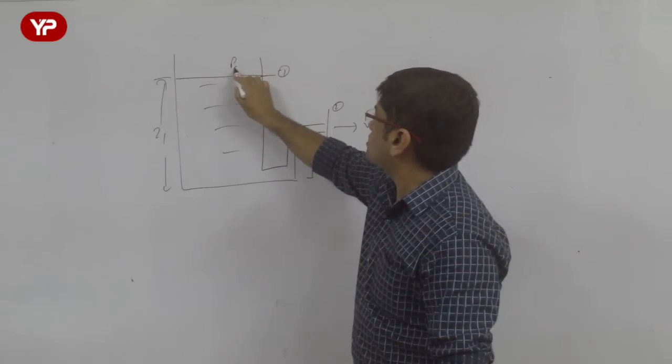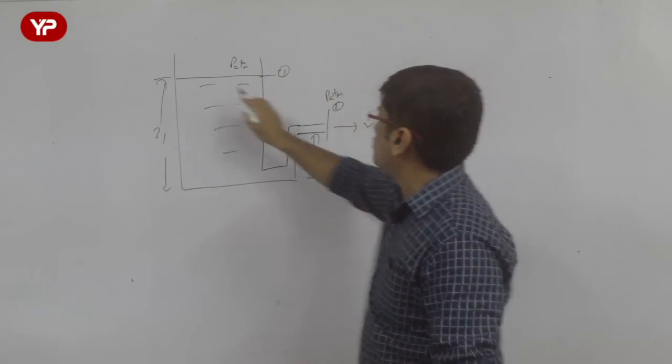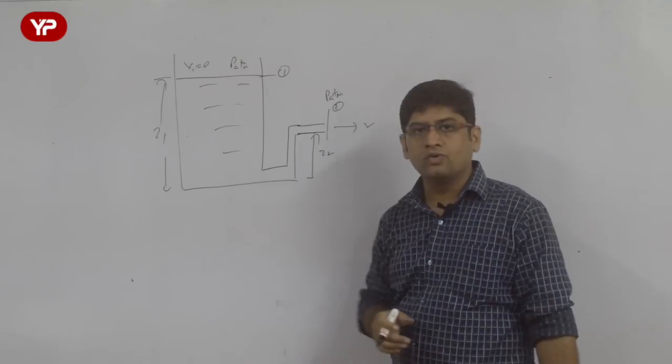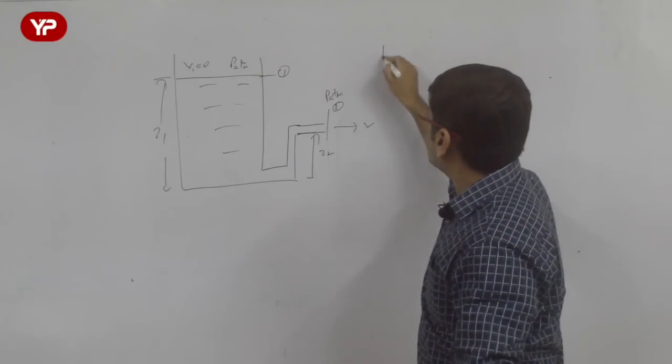Do I know pressure at section 1? Yes, P atmosphere. Do I know pressure at 2? Yes, P atmosphere. Do I know velocity here? Yes, V1 is 0. Do I know velocity here? I want to calculate it, V2. Do I know Z here? Yes, Z1. Z here, Z2. Yes, I know that. Let's write the Bernoulli equation.